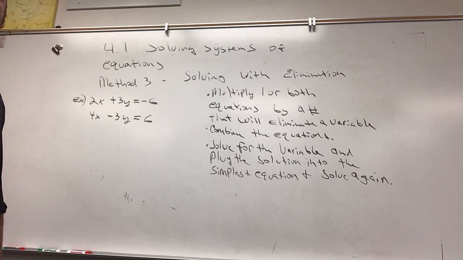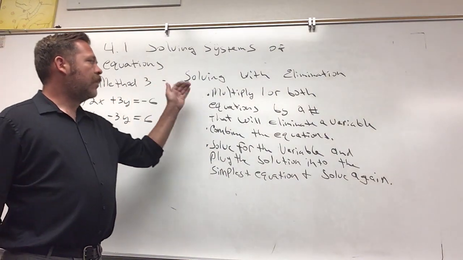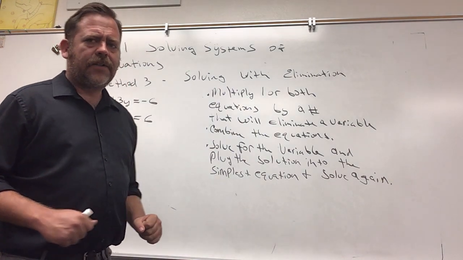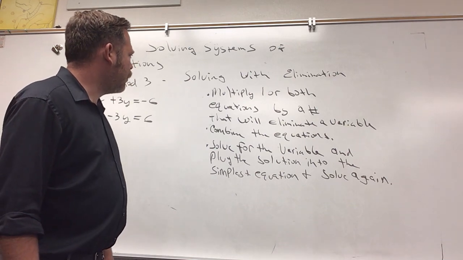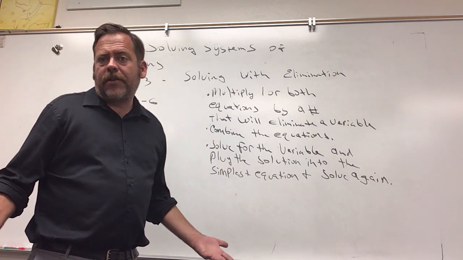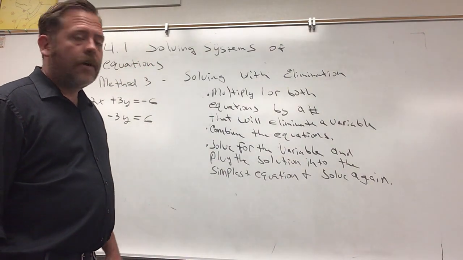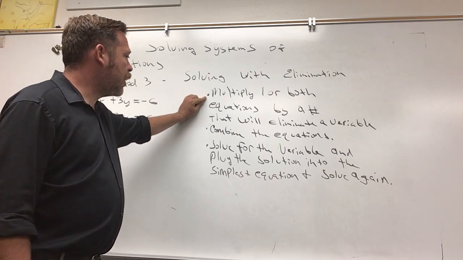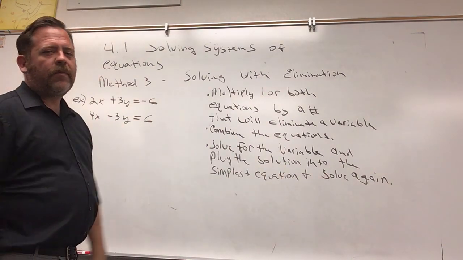Okay, this is the third method of solving systems of equations that we're going to talk about. This method is called solving with elimination. It's a regular old student favorite. You guys seem to like this method. I feel like you think it's easy. I like substitution. I think substitution is the easiest. You guys like elimination, it seems. Okay, step one, multiply one or both sides by a number that will eliminate a variable. Let's see what I mean by that.